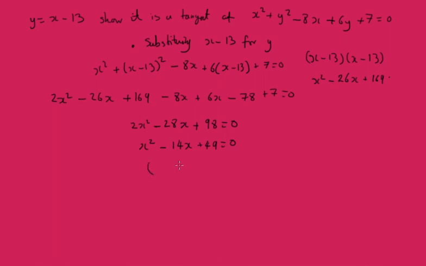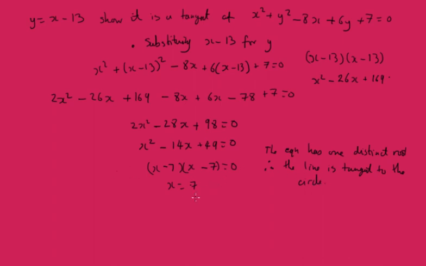Now we are going to factorize this. That's going to be (x minus 7)(x minus 7), x equals 7 in both cases. So the equation has only one distinct root, therefore the line is tangent to the circle.